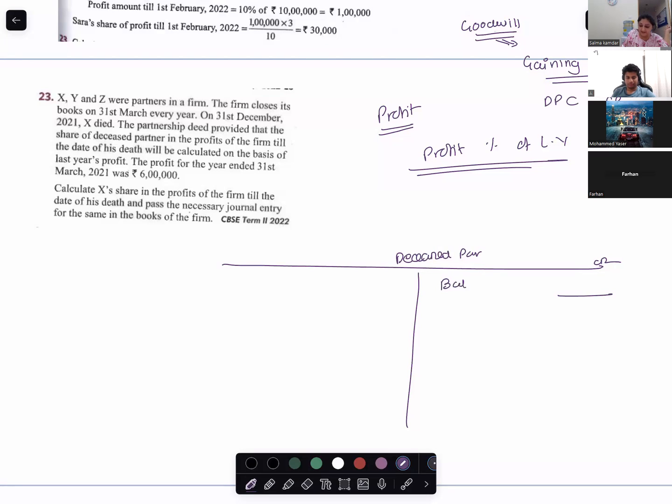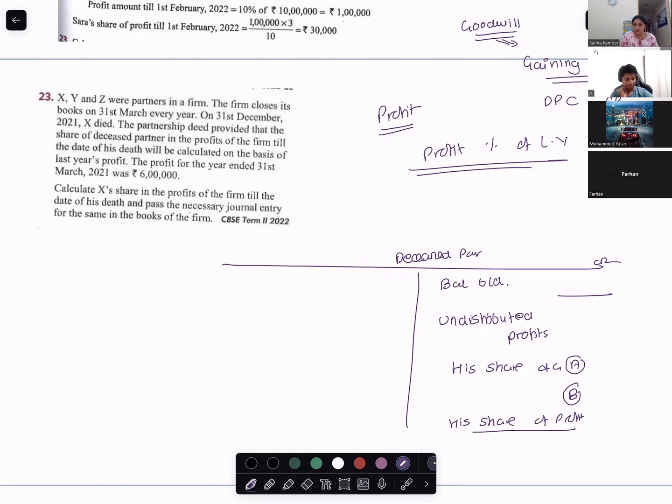So the deceased partner's capital account will be credited. The first thing it will be credited with is the opening capital. Then the undistributed profits. Then his share of general reserve. Then his share of goodwill, that is what A is gaining and what B is gaining; in that ratio it will be split up. Then his share of interest. Then his share of profit up till the date of death, which account will be right?